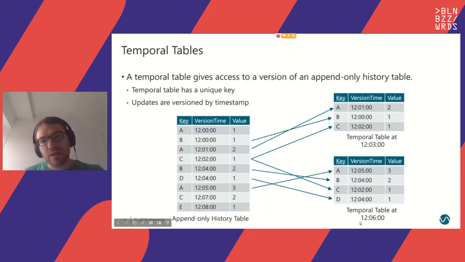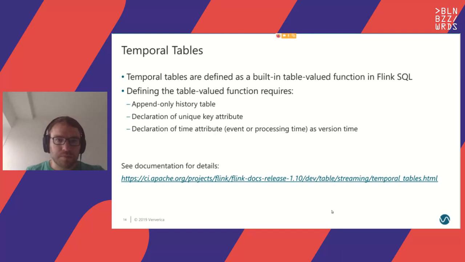If you would later go ahead and ask the same question for the time 12.06, we get different values. So for C it's the same value because nothing was changed in the meantime, but A was changed, B was changed, and there is even a new record for D at this time.